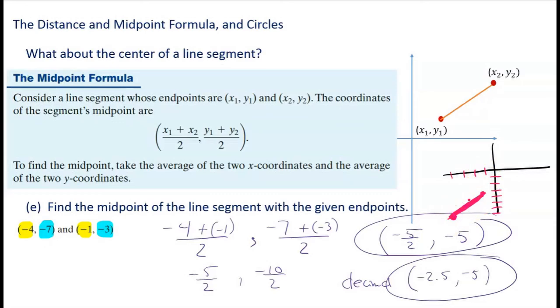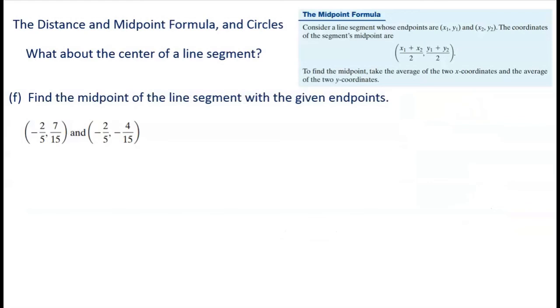Well, look what we found. We found the answer, negative 2.5, negative 5, right there. That's pretty close considering my really sloppy version of that point. But that's what we found. We found the middle of the line segment. So this is pretty easy. Average the x's, average the y's. Let's try another problem.